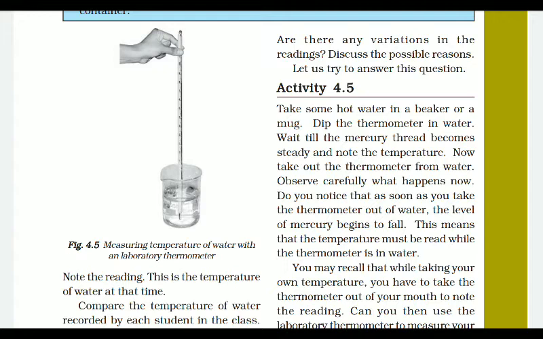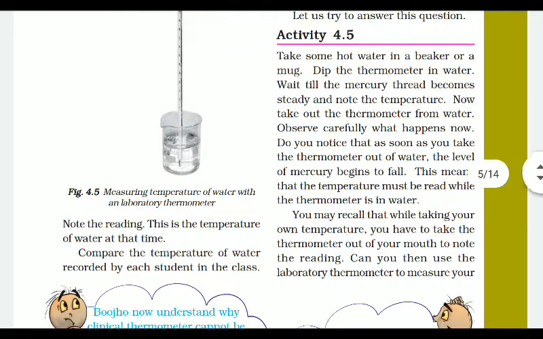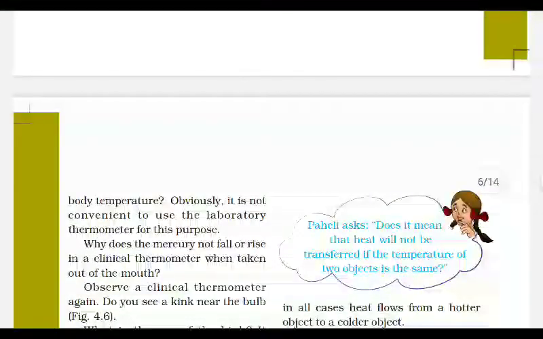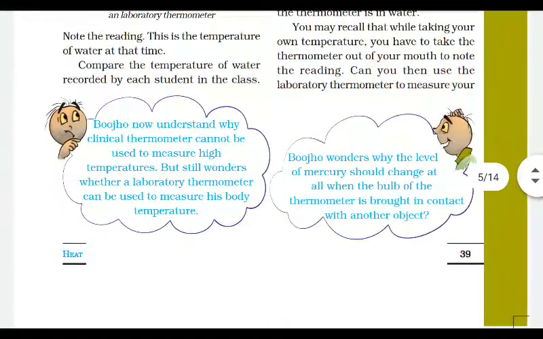In activity 4.5, they ask you to take hot water in a beaker or mug, then put the thermometer in and check the temperature of the hot water. Now you will see that you measure the hotness or coldness and get accurate information about the temperature.